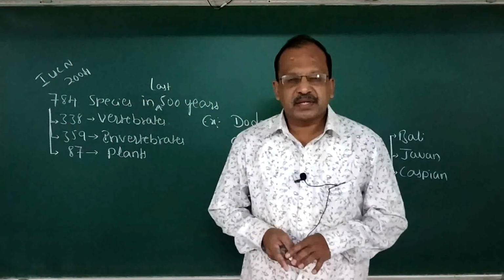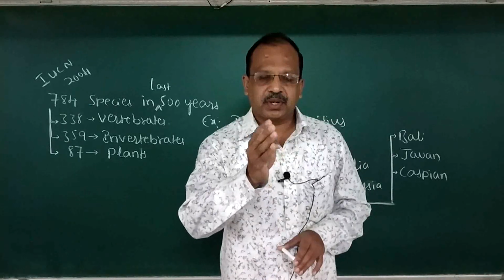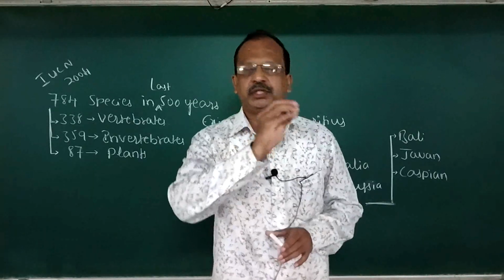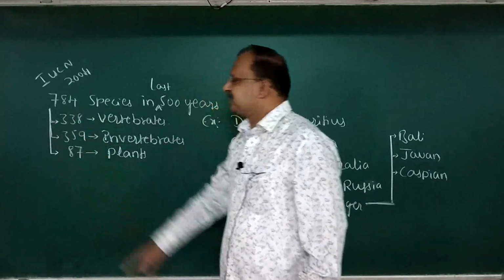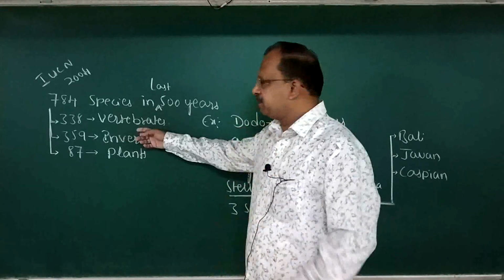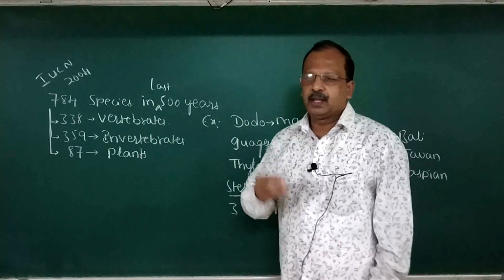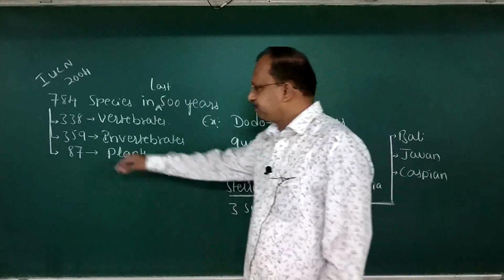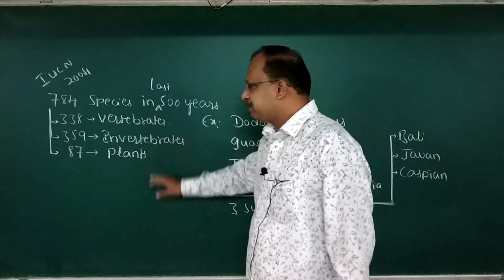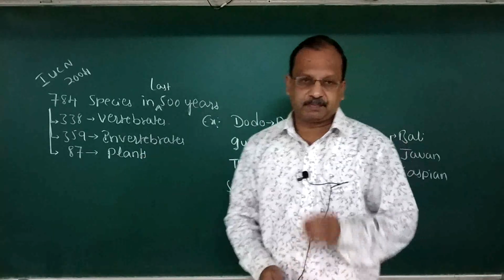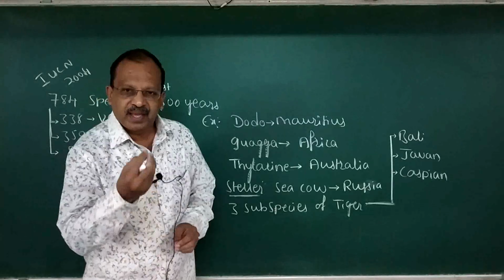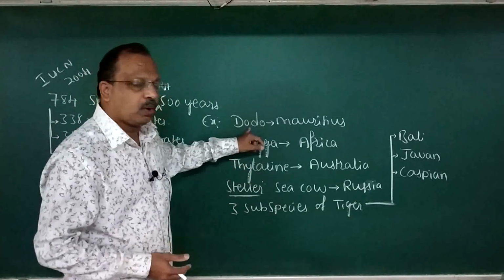According to the International Union for the Conservation of Nature and Natural Resources 2004 documented record, extinction is 784 species in the last 500 years. It includes 338 vertebrates. You already know the meaning of vertebrates: animals with a backbone are called vertebrates. 359 invertebrates: animals without a backbone are called invertebrates. And 87 plants.